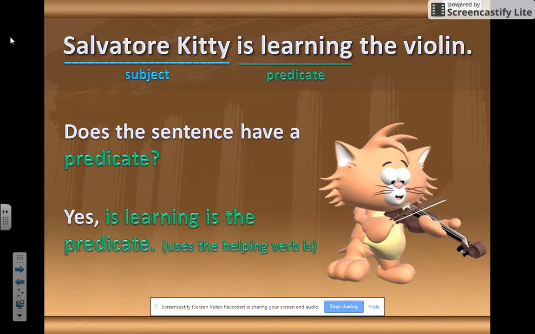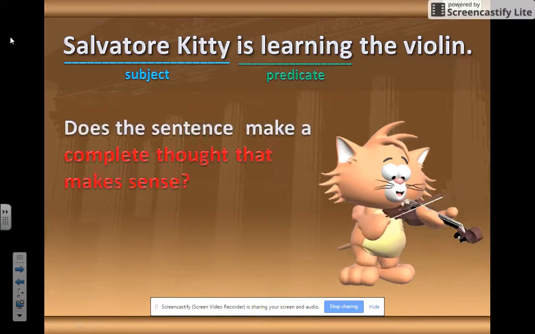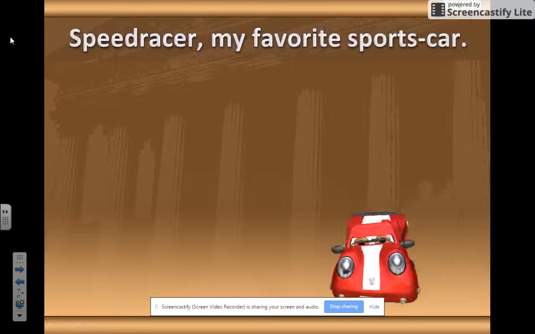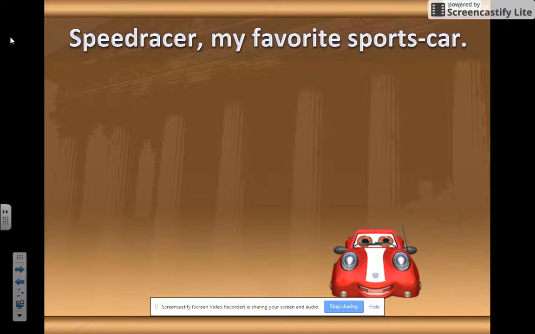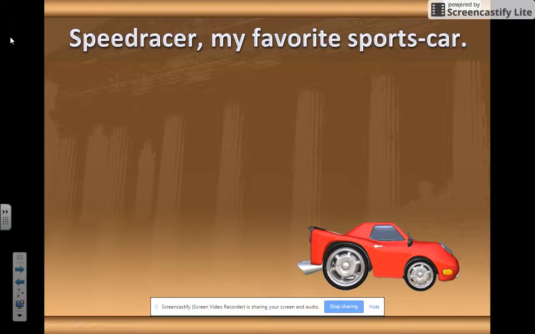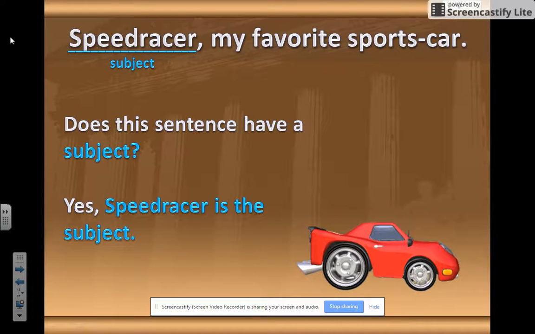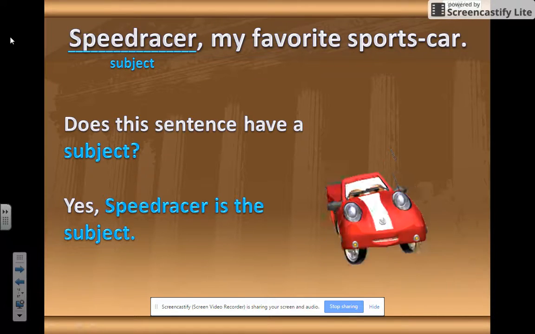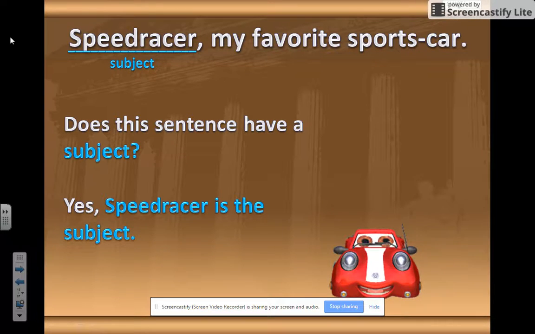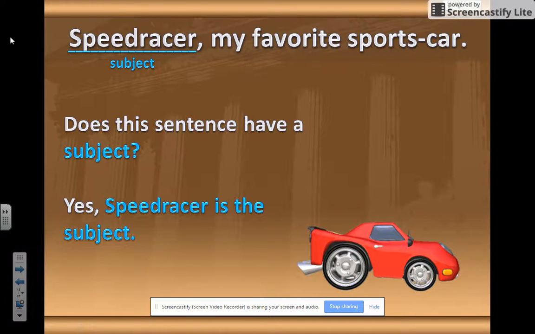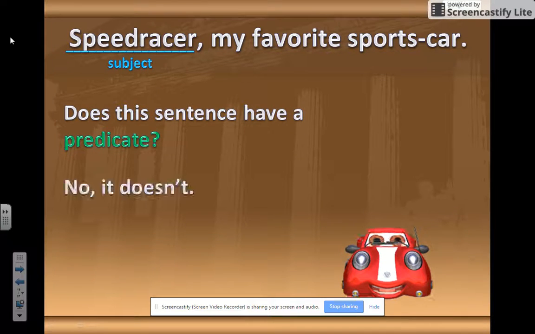If we have a sentence like this one, Speed Racer, my favorite sports car. Does this sentence have a subject? It does have a subject, it's Speed Racer. The problem is the sentence does not have a predicate. So since it doesn't have a predicate, in other words, it doesn't have a verb in here, this is a sentence fragment, it's not a complete sentence.